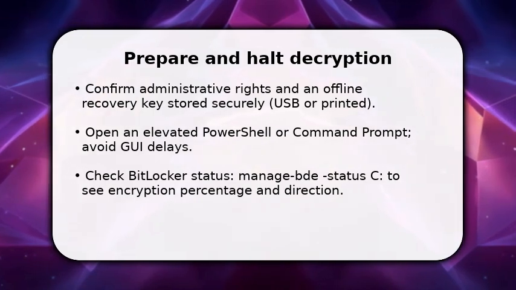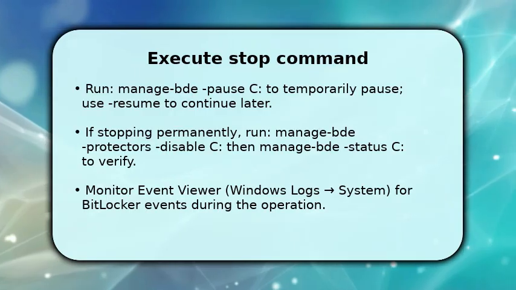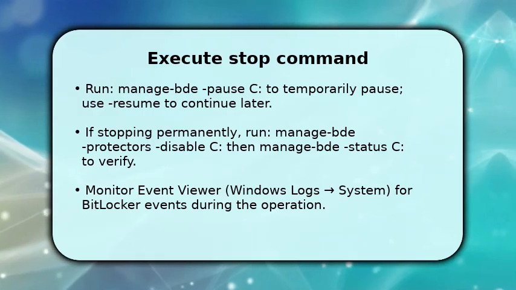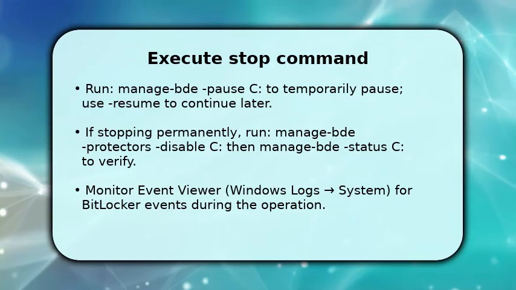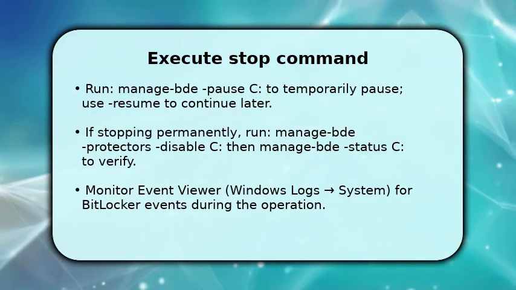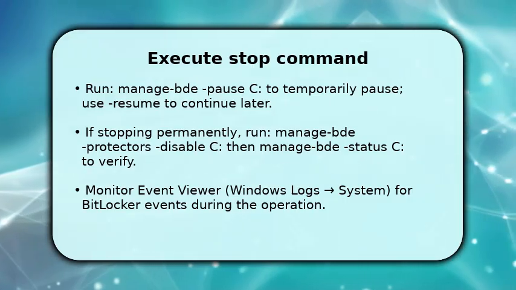Now stop the decryption by using control commands so you preserve data integrity. Run manage-bde -pause C: to temporarily halt activity. This is safe for short interruptions. If you intend to stop permanently, disable protectors with manage-bde -protectors -disable C: and recheck status with manage-bde -status C: to ensure the drive is no longer decrypting.